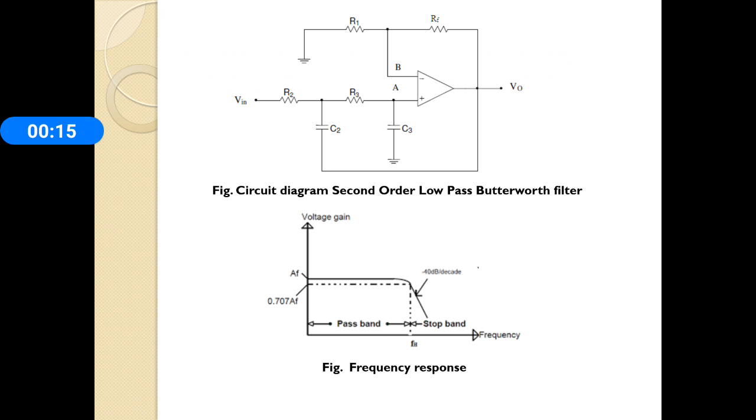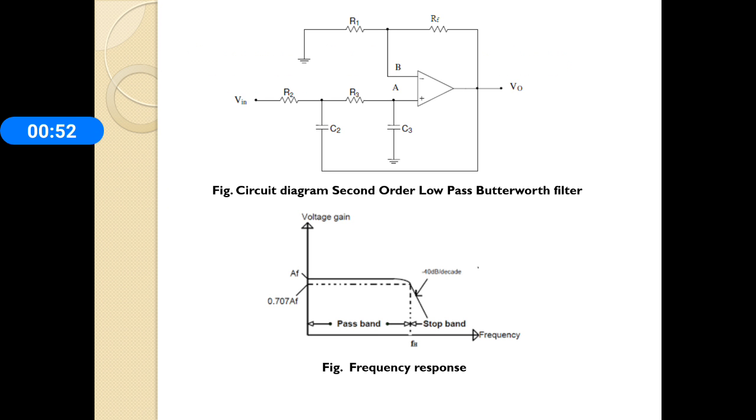It is necessary for a filter that the practical response is almost similar to the ideal one. The gain roll-off decides that parameter: how fast the gain reduces in the stop band. For a first order filter, the roll-off is minus 20 dB per decade. As the order of the filter increases, the gain roll-off also increases. Hence, for a second order filter, the roll-off will be minus 40 dB per decade. Hence, the gain reduces sharply compared to the first order filter.